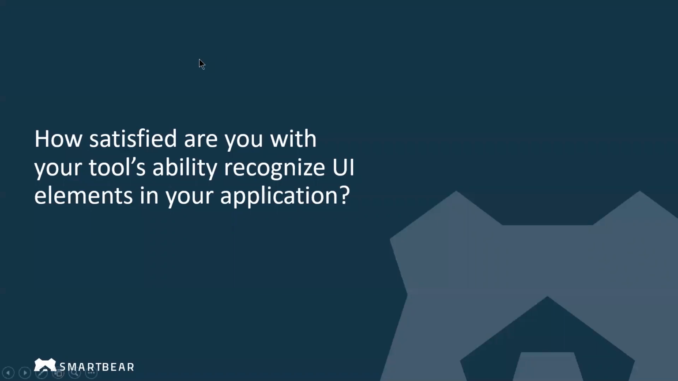Another quick poll here is, how satisfied are you with your tool's ability to recognize UI elements? So this is for anyone on the call who is already using a test automation tool. We're interested in understanding, how is that tool's ability to recognize elements, okay? So I briefly spoke about how TestComplete recognizes elements using the various properties, but just want to make sure and see how you're currently finding test automation tools and what's working and what's not.